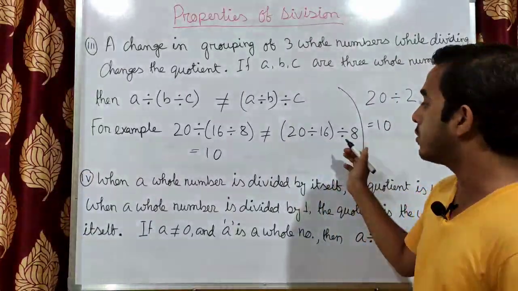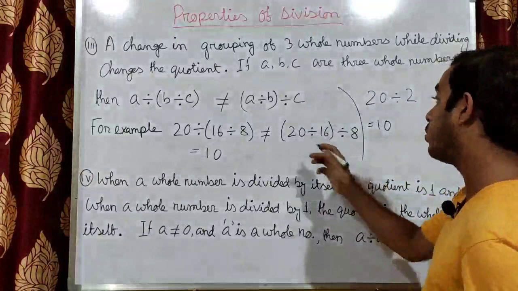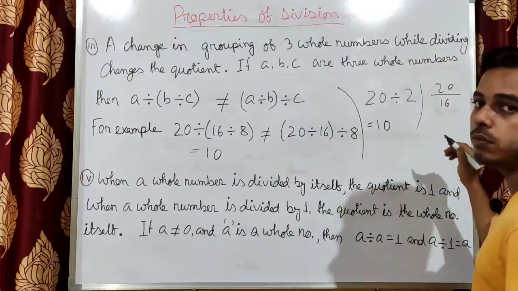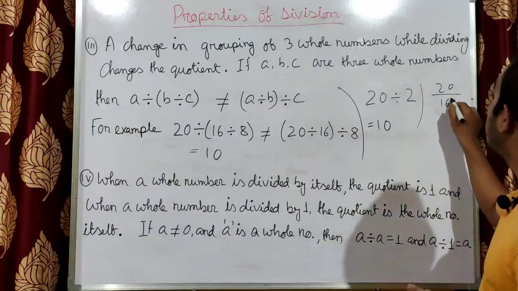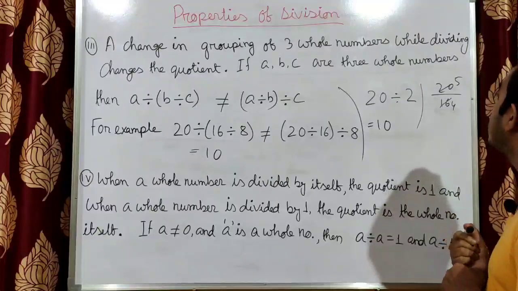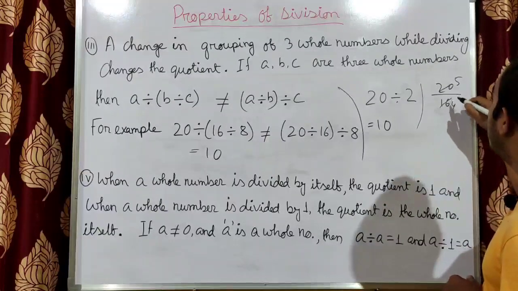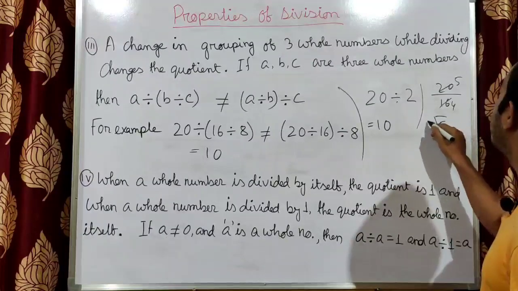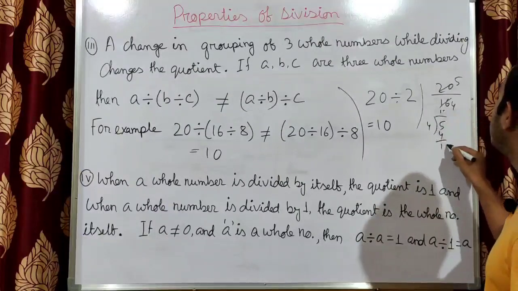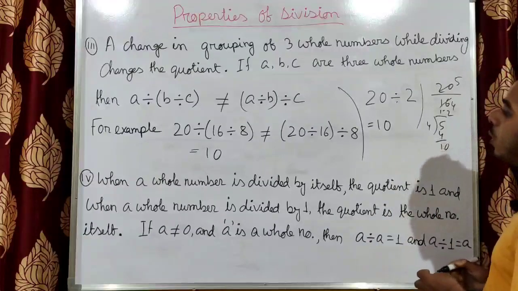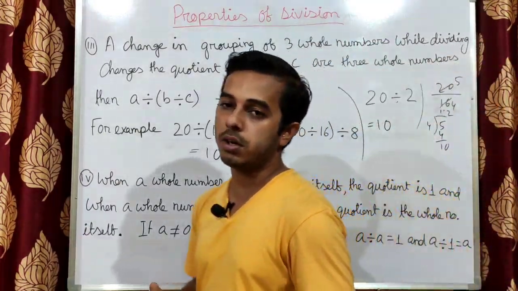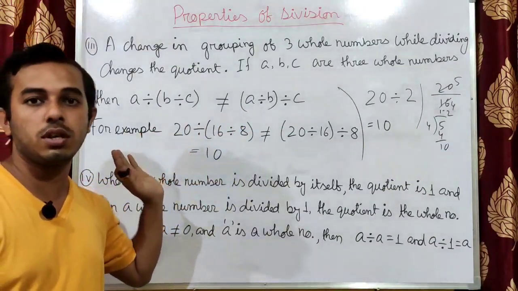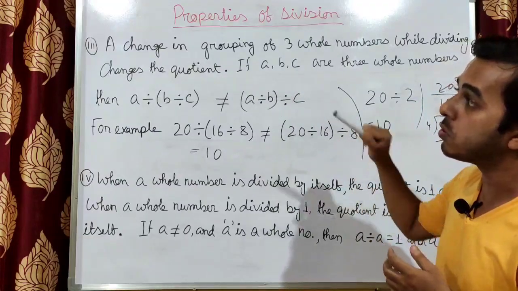So now let us move to our RHS part. Here we first solve the first bracket, 20 divided by 16. Both the numerator and the denominator are divisible by 4, so that is 5 divided by 4. It will not be a whole number. 5 divided by 4 is 1.25, and 1.25 divided by 8 will not be a whole number. That's why we can say that a divided by b divided by c does not equal this expression. So I hope this property is clear to you. That is the associative property of division.